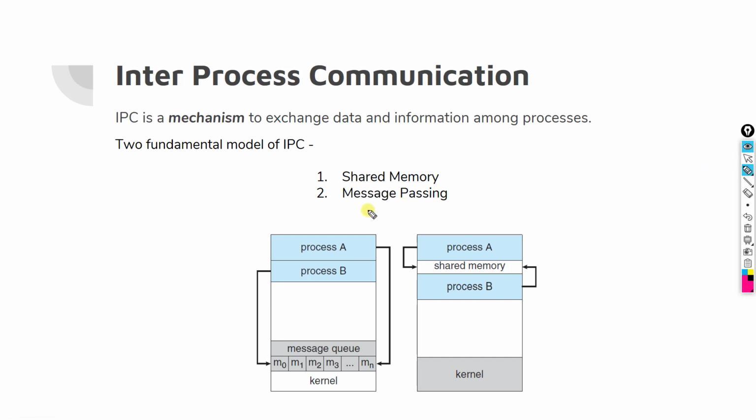So what are the differences between these two models? If we think about message passing, this is an example of message passing. See, there are two processes, process A and process B, and these two processes want to communicate with each other.